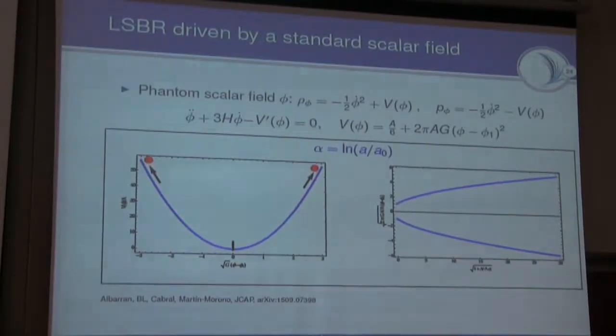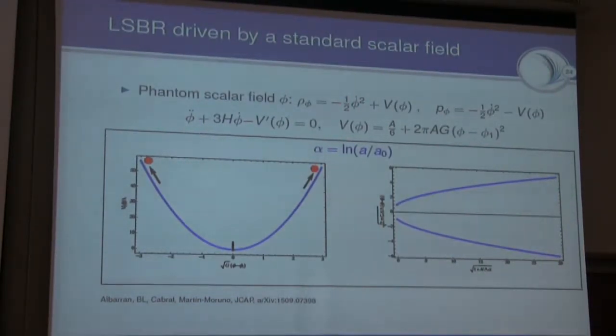If we are dealing with the case of the little sibling of the big rip, the scalar field will have this potential, and because it's phantom, it will go up instead of going down. This would be the classical trajectory, but when we are in the quantum regime, these trajectories are no longer valid, so anything is possible.